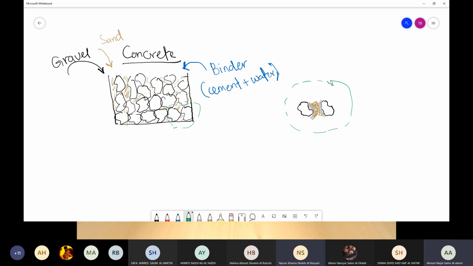Cement, sand. Now, if you are trying to compress, you will see that the gaps here are going to be reduced, right? Do you agree? If you are trying to compress these two particles, the gaps are going to be compressed and the system is going to be stronger. Do you agree?